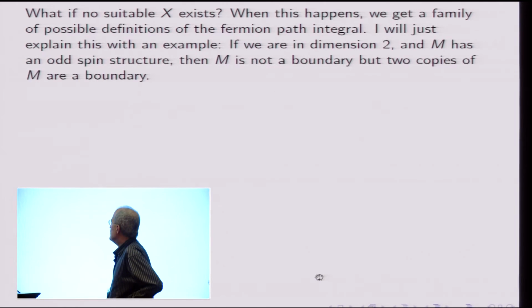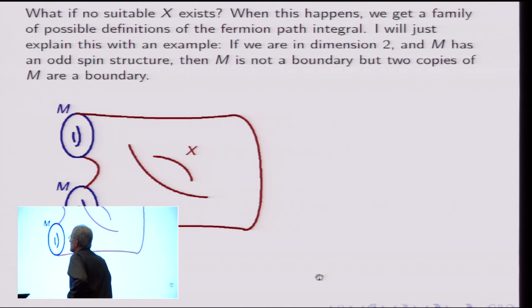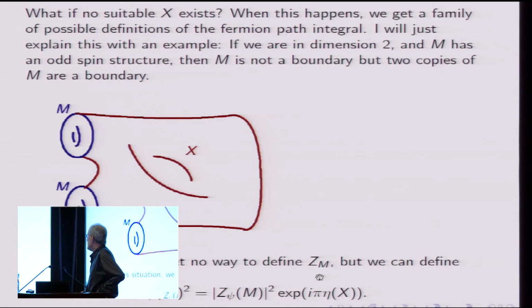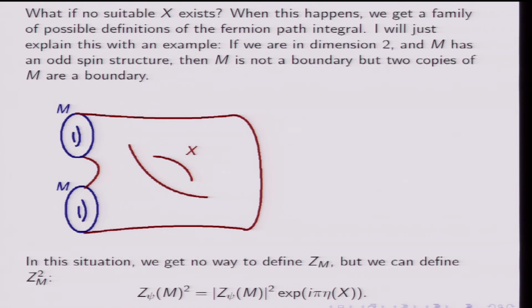I won't try to be general. I'll give an example. Suppose we're in dimension 2, so M is a 2 manifold, but let M have an odd spin structure. Then it's not a boundary, but 2 copies of M are a boundary. So the Dai-Freed theorem would not define Z of M, but it will define Z of M squared. And that's the right answer, because if you have a consistent definition of the Fermion path integral in this situation, then changing its sign whenever there's an odd spin structure gives another that's consistent with physical principles. That's more or less the reason that both type 2a and type 2b superstring theory exist.